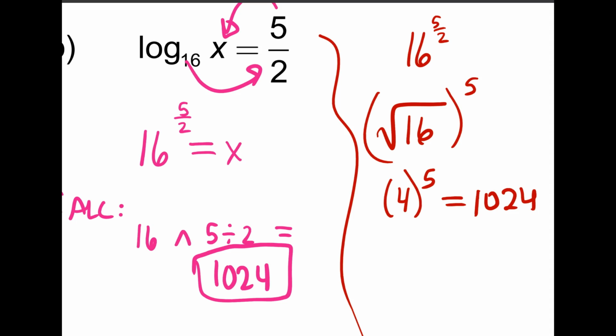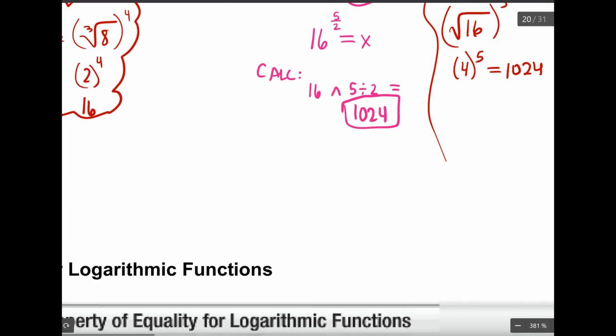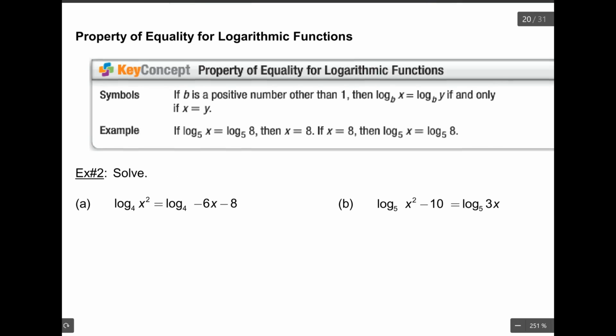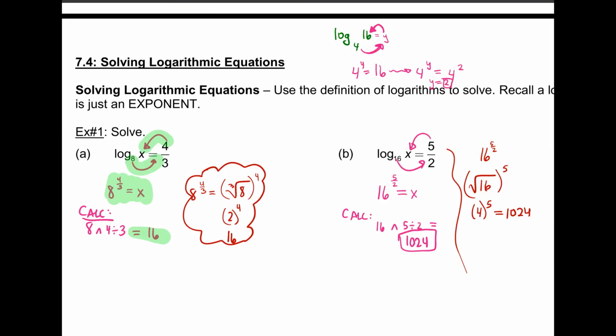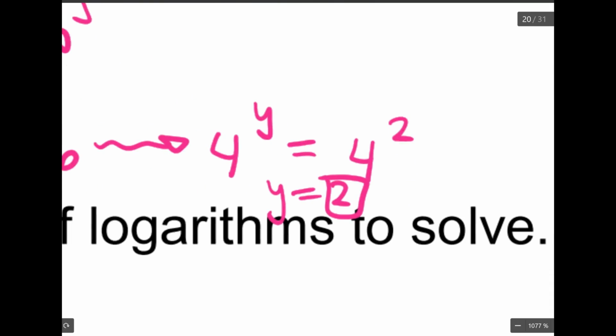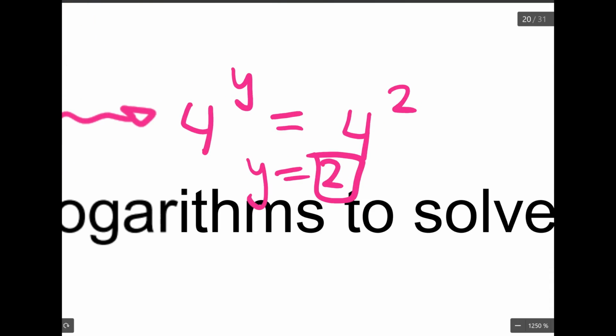Now for the second half of the lesson. Property of equality for logarithmic functions. So we kind of covered this already. So up here, what allowed me to set the exponents equal to each other? Why could I just say, oh yeah, well, y is equal to 2? Because they have the same bases. Awesome. Okay, let's go down here.